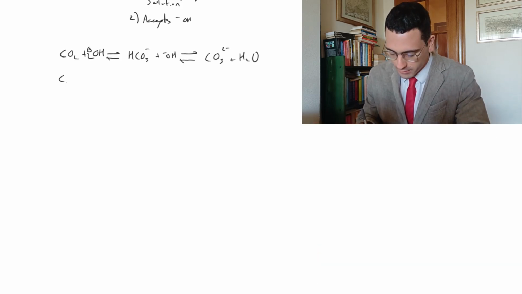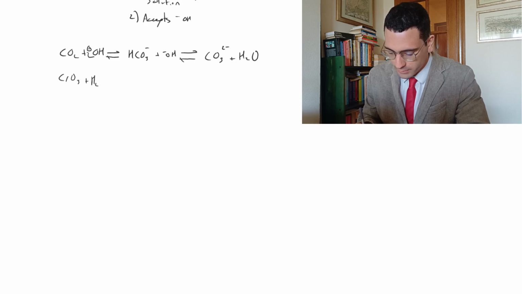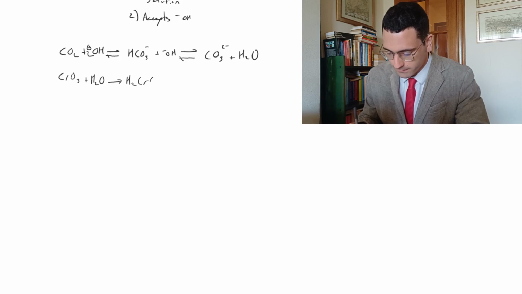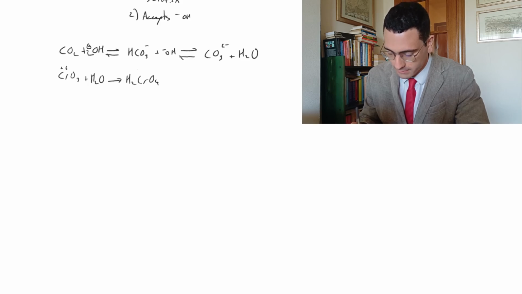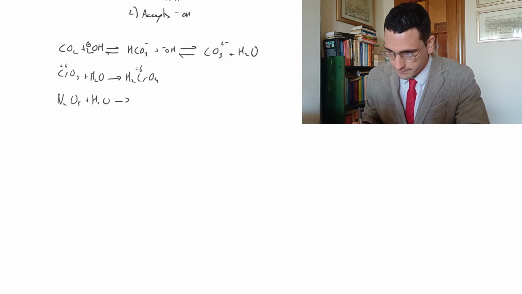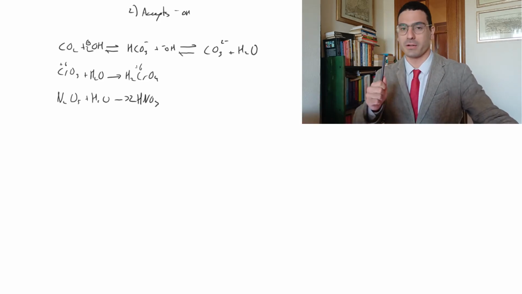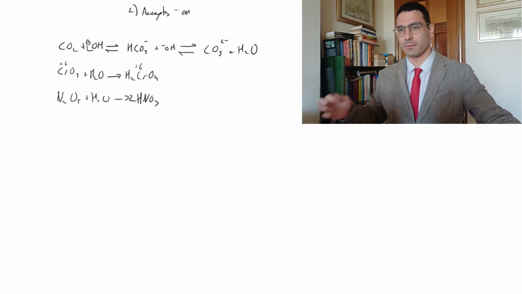Another example would be chromium trioxide, and water would give you chromic acid. Notice that this is not a redox reaction. Chromium remains in the +6 oxidation state. Now, dinitrogen pentoxide will also hydrolyze to form nitric acid. But this isn't the only nitrogen oxide which can hydrolyze to form nitric acid, but there'll be more on this a little bit later when we look at nature.